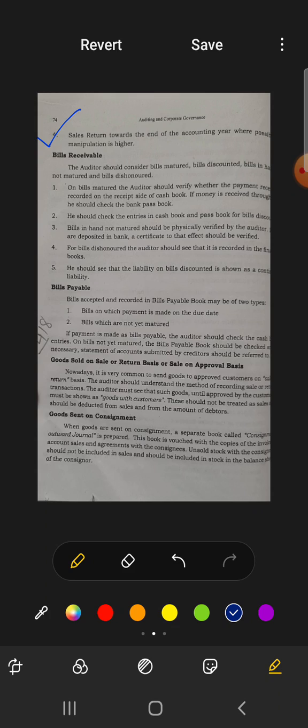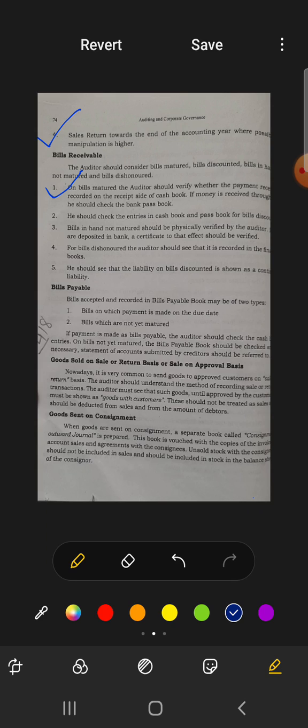The first point is all bills matured. The auditor should verify whether the payment received is recorded on the receipt side of the cash book. So money is received through a bank. In the case of bills matured, the auditor should verify or check that the payments received are recorded on the receipt side of the cash book, or otherwise it is done through the bank. The auditor should check the passbook in the case of bills matured.